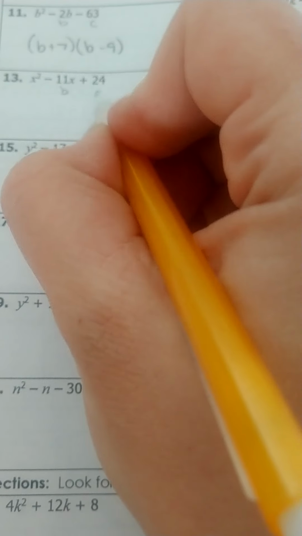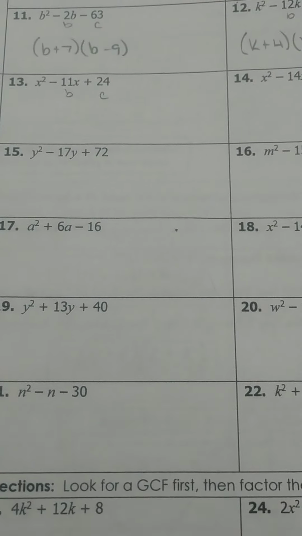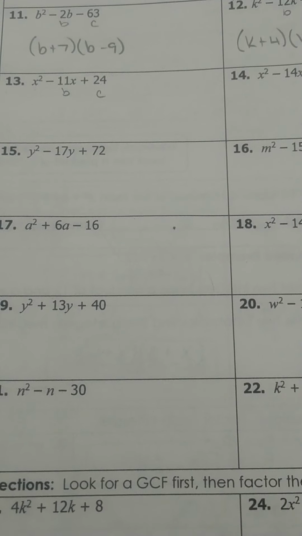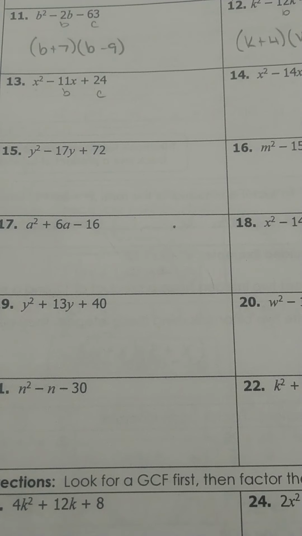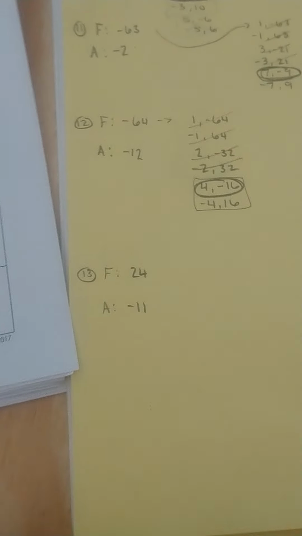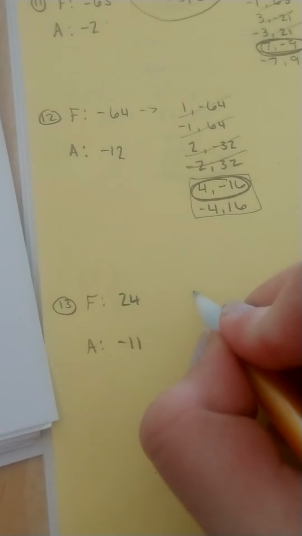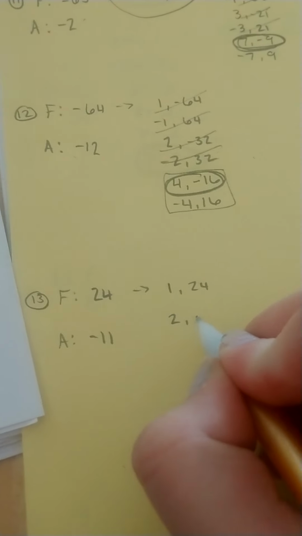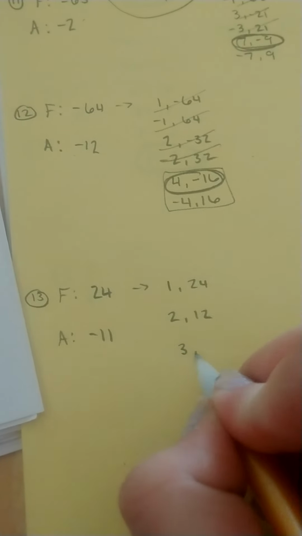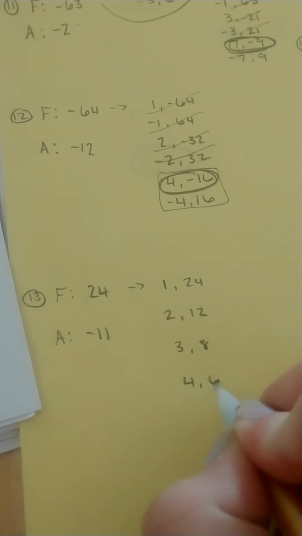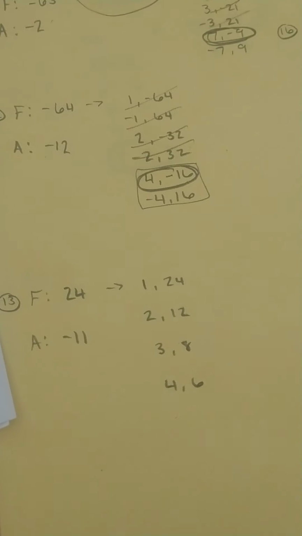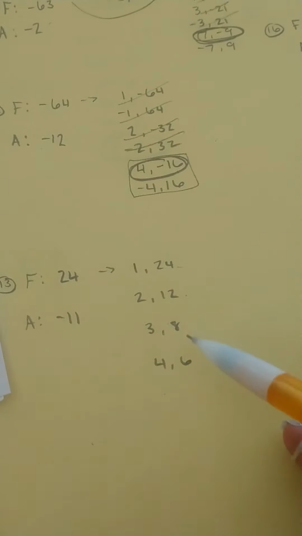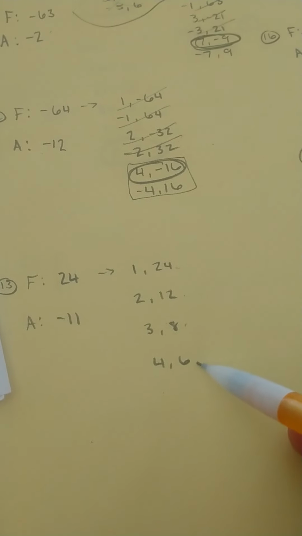So that's our B, that's our C. So I want factors of 24 that add together to give me a negative 11? Well, our factors of 24 are going to be 1 and 24, 2 and 12, 3 and 8, 4 and 6. But do you notice something? When you add these, that's 25, that's 14, that's 11, that's 10.